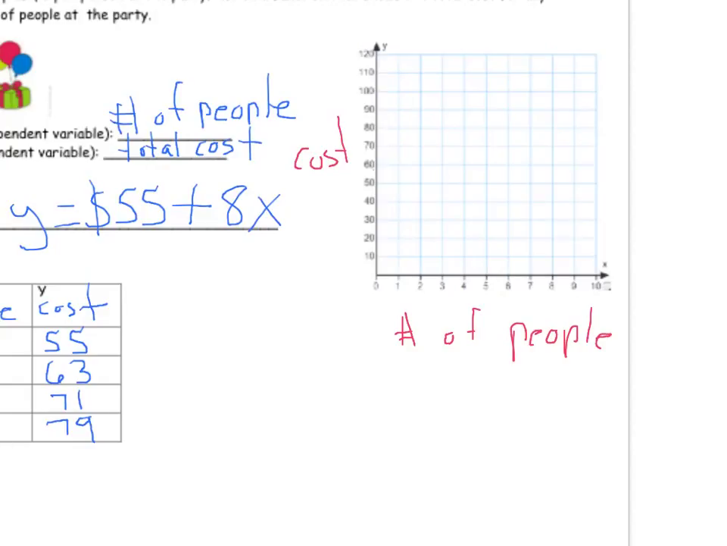So 0 and 55, 1 and 63, 2 and 71, and 3 and 79. So actually let's fix that. There we go. So 71 and 79. Very close. Okay.